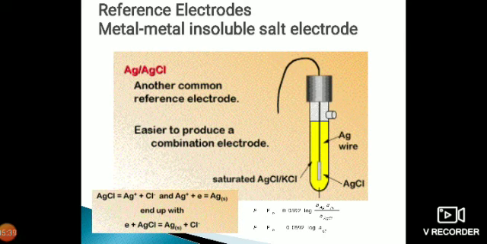Next one is the metal insoluble salt electrode. This is also a reference electrode, for example Ag/AgCl. It is another common reference electrode and easier to produce, a combination electrode. You can combine it with any other electrodes, and it has been constructed with a very simple combination. It is the simplest type of electrode in which the electrode materials take part in the reaction. In them, a metal electrode dips into a solution containing the ions of the metal.